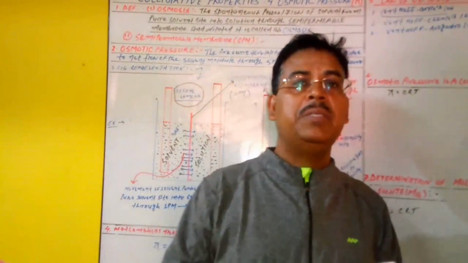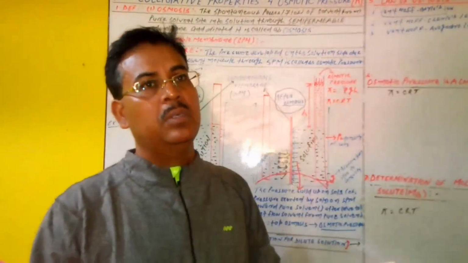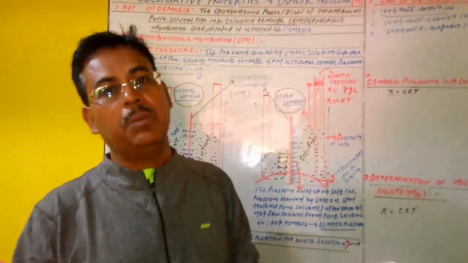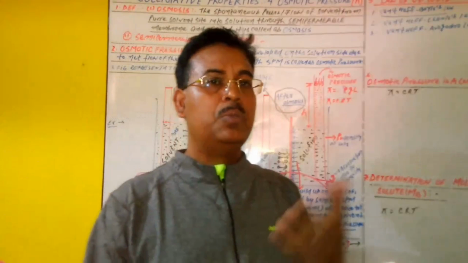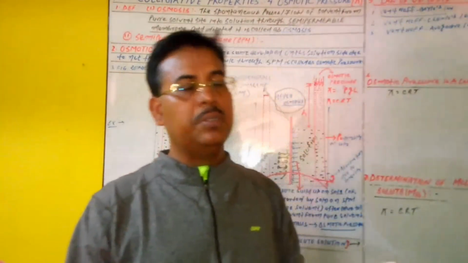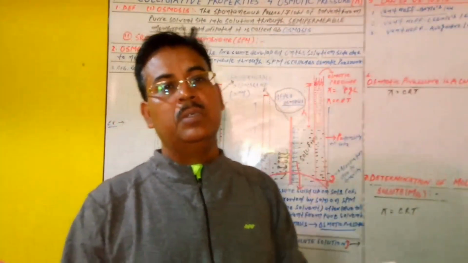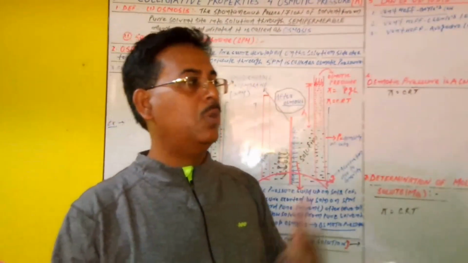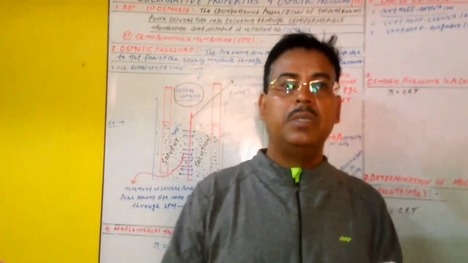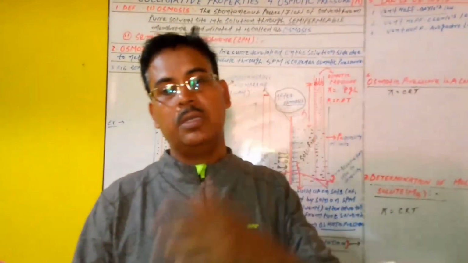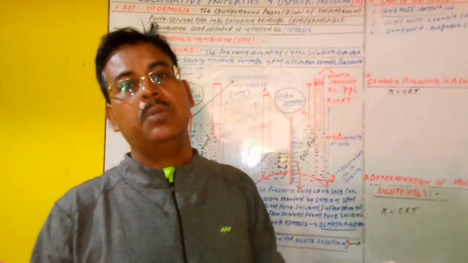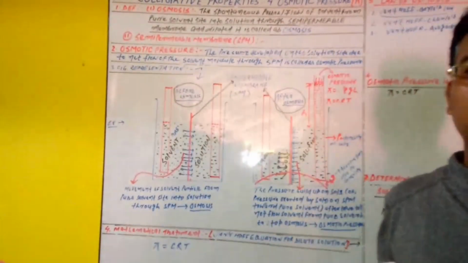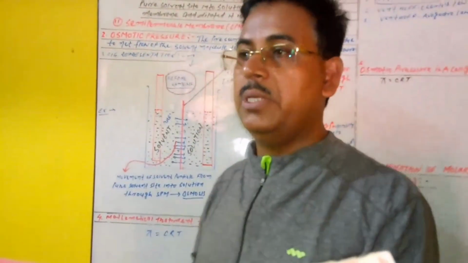Second, elevation in boiling point, and we established the relation delta TB equal to KB into m. We also studied the ebullioscopic constant. Third, the third colligative property, depression in freezing point. We also established the relation delta TF equal to KF into molality. But not today. We study the fourth colligative property, that is osmotic pressure.